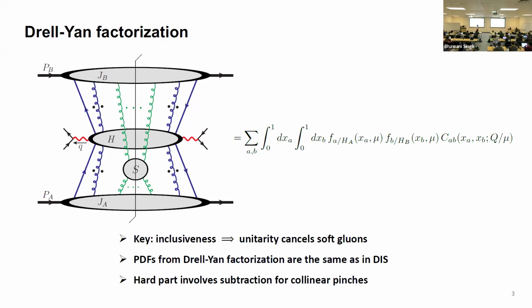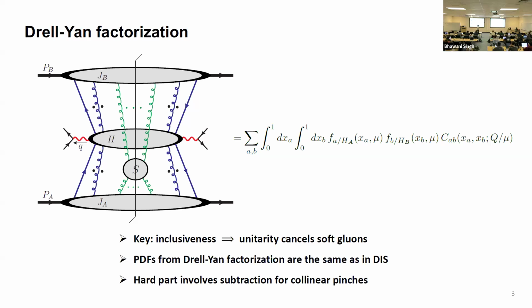And that is called the unitarity argument. And that argument will cancel all the soft gluons. And in the end, we also managed showing that the PDFs from the Drell-Yan are exactly the same as the PDF in DIS. And that is what we call universality. And similarly as DIS, the hard coefficient can be calculated to any arbitrary perturbative orders, but you have to carefully subtract all the collinear pinches. And therefore, the resulting hard coefficient is infrared finite.